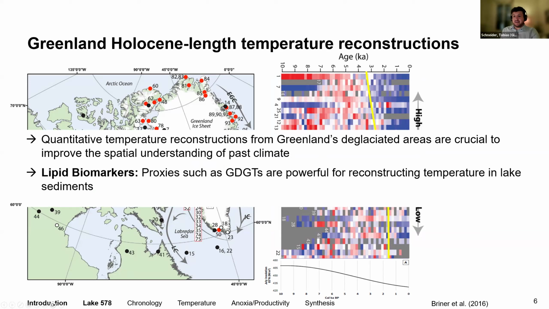On the other hand, there are new or relatively new techniques, lipid biomarkers, for example, such as glycerol dialkyl glycerol tetraethers, GDGTs, that can be used as powerful thermometers, and they are being employed in Greenland, but not that many reconstructions have been done so far. So that's the other proxy that we would use for temperature reconstruction.